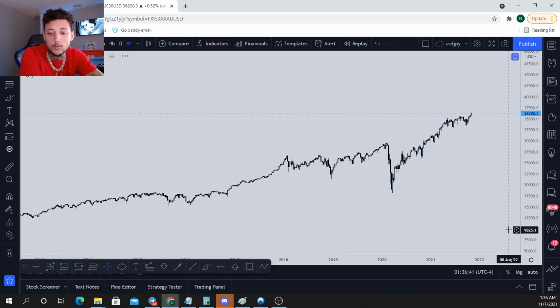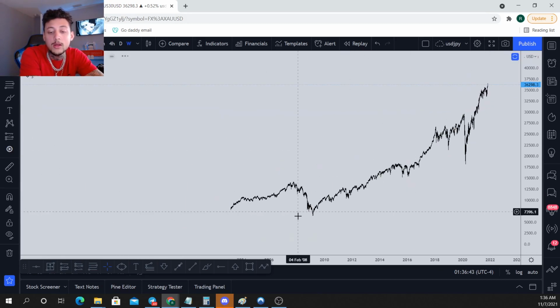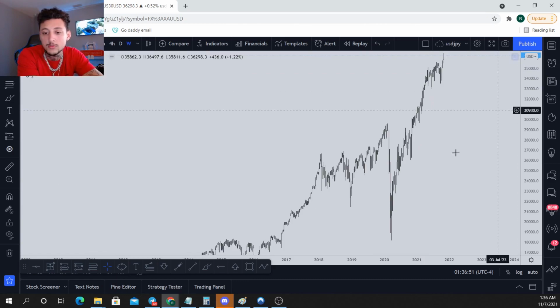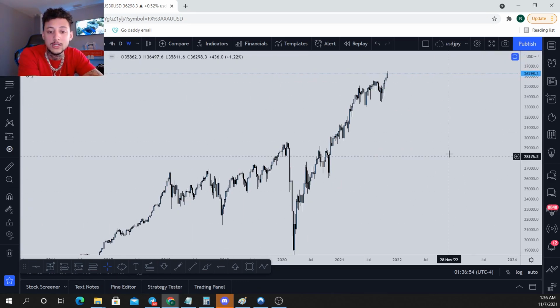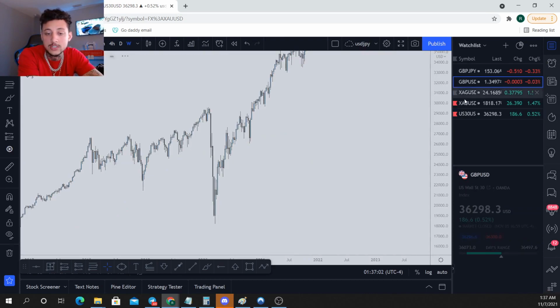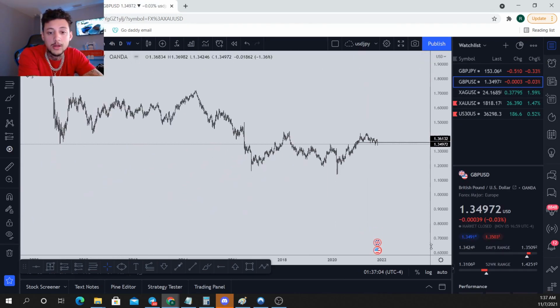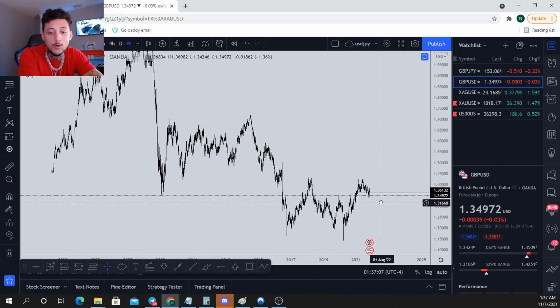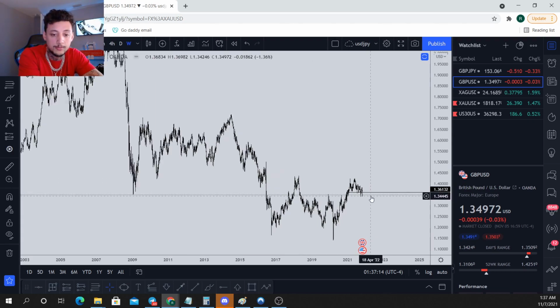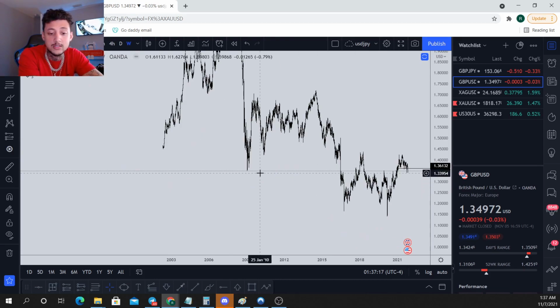Now, obviously, when it comes down to US30 overall, this is a stock market index, which roughly does 10% consistently every single year. So the majority of the time, this is going to be trending. Right now, this was obviously the crash during COVID, when the COVID-19 pandemic first hit. But if we take a look at another pair like GBP USD, we could see that for the last few years, we have consistently been getting lower and lower and lower.